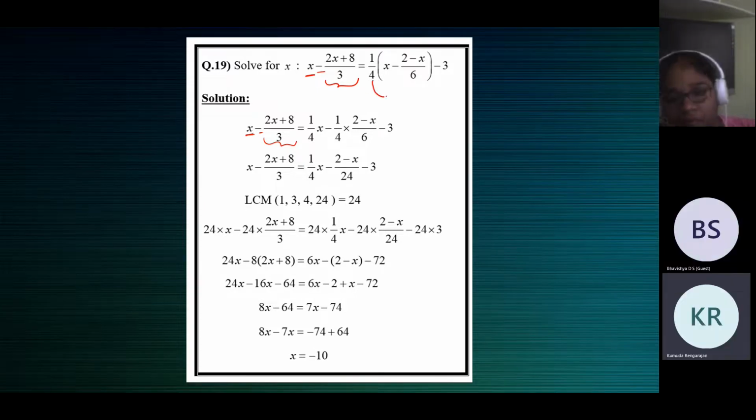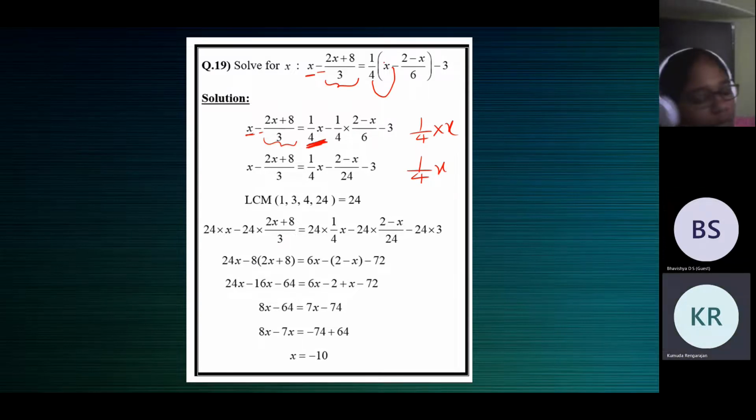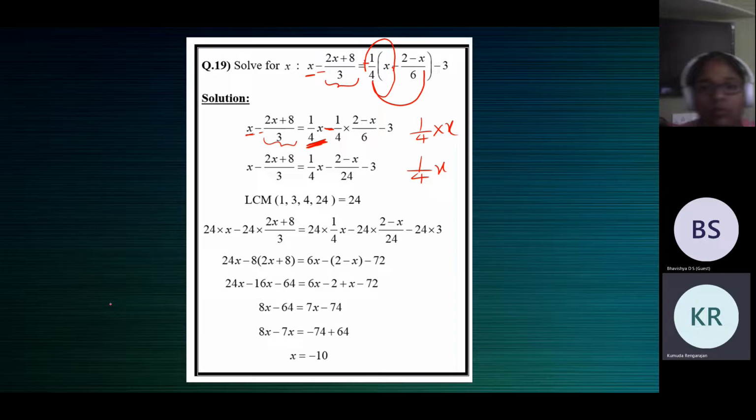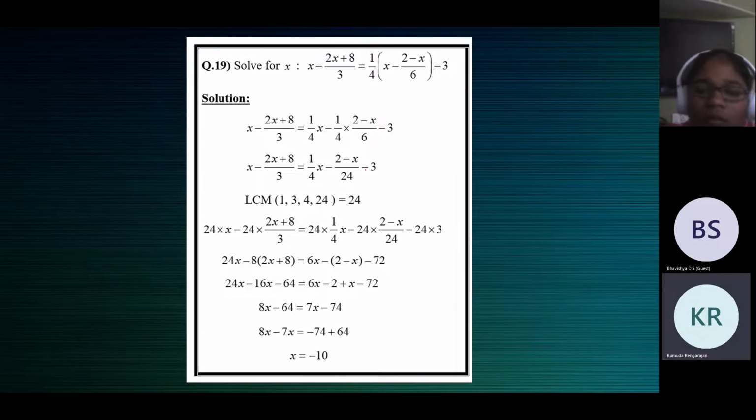Let's multiply 1/4 into x. It's 1/4x. Then you have to multiply 1/4 and this one, 2 minus x by 6. What is the sign before 1/4? Plus. Plus into minus, minus. See, it's very simple how to put this. First, you should put the sign. Then only you should write the product.